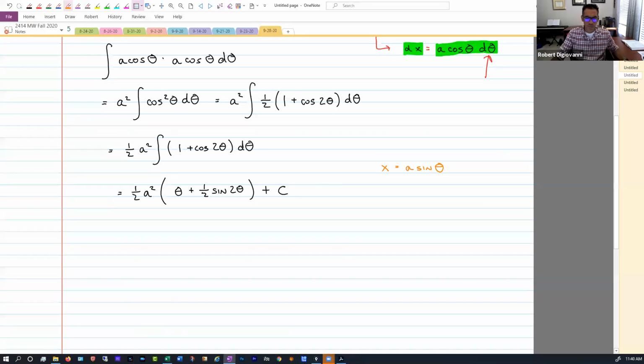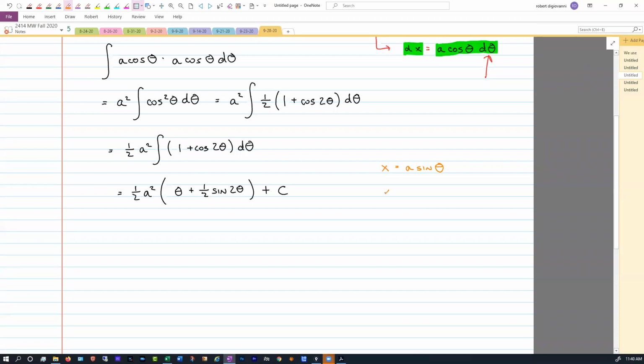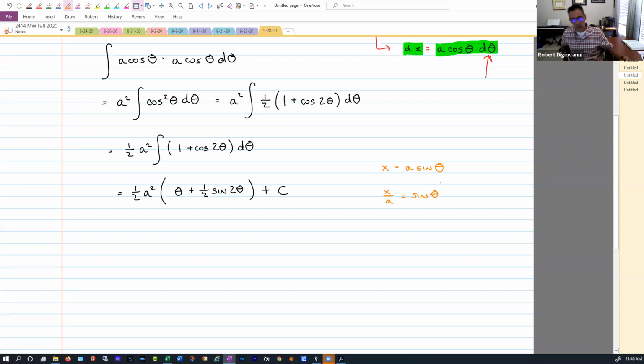Okay, okay. Whenever we want to get from theta back to x, we're always going to need to bring in the triangle. And that means we need to go to the original trigonometric substitution and write it down. So there was our original. Then you want to isolate the trig function, so divide both sides by a, and you get sine theta here. That's what the triangle is going to come from, right there.